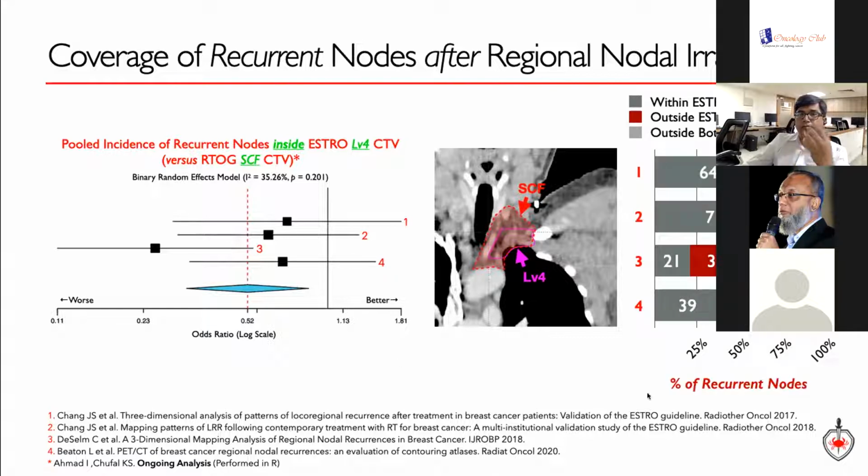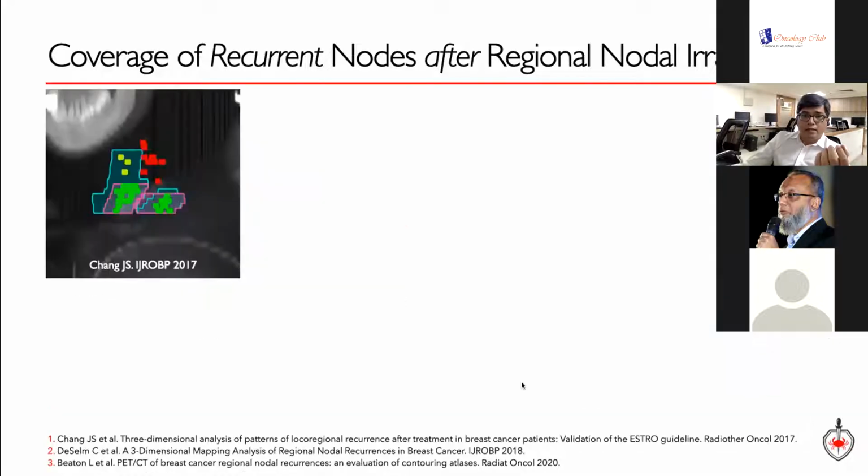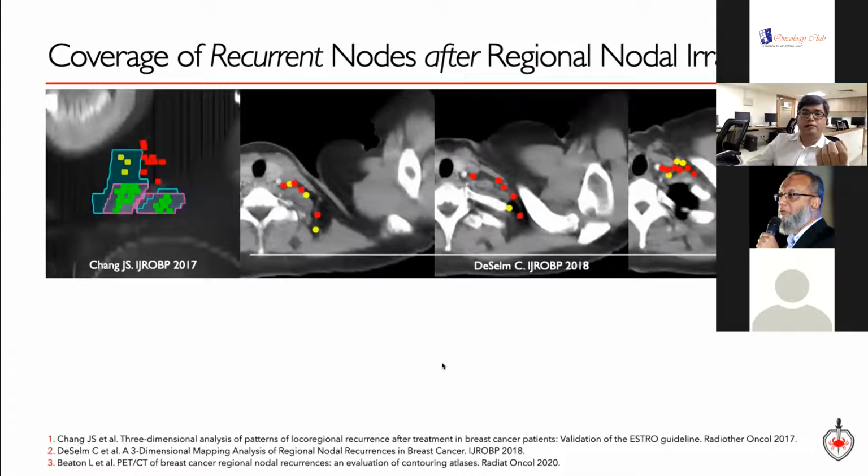And in this analysis, all of these studies also figured out how the coverage within ESTRO, which is about 64%, 71%, about 21% in these 4 studies, compares if you actually increase your CTV to the RTOG SCF. How many more nodes can you actually cover? Surprisingly, in at least 3 studies, it's less than 10%. So that probably means that we are missing something. There is some region that is not covered by both the RTOG and the ESTRO CTVs for the SCF, and that area appears to be in the posterolateral triangle.